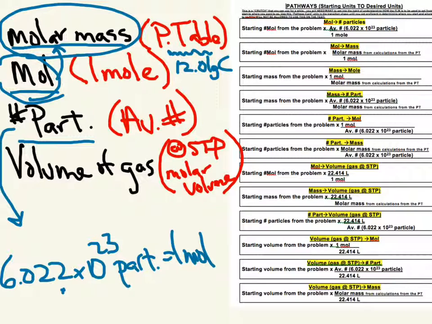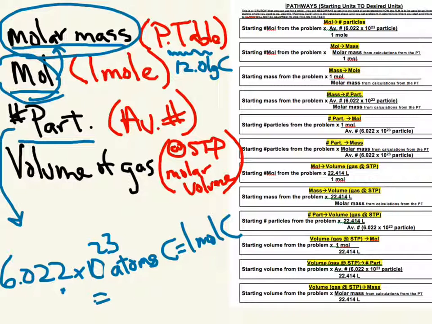So once again, we'll go back up here to carbon. If I have the Avogadro number of carbon, and I'm going to do some erasing right here, if I've got this many atoms of carbon, I have 1 mole of carbon. I also have 12.01 grams of carbon. So those all interrelate as conversion factors.